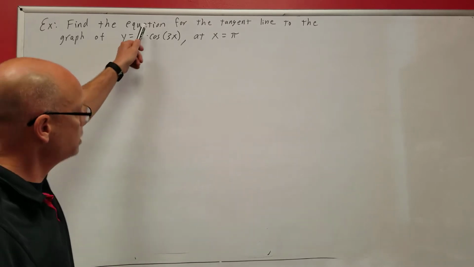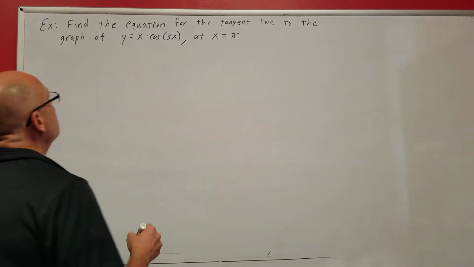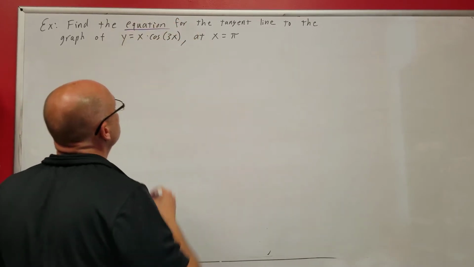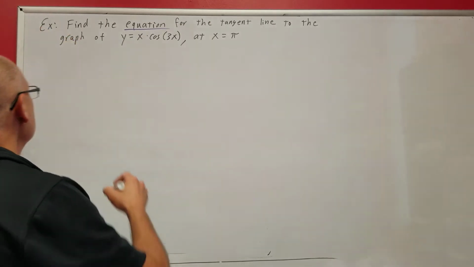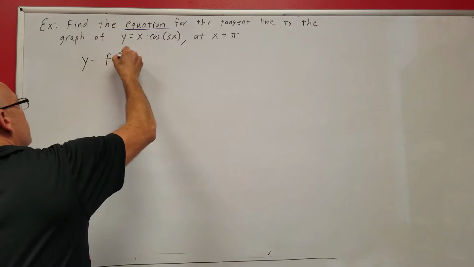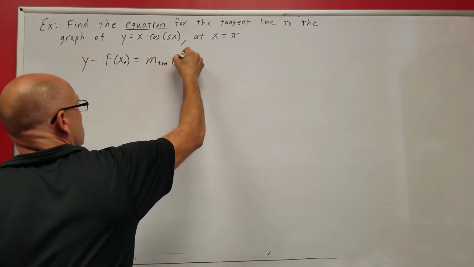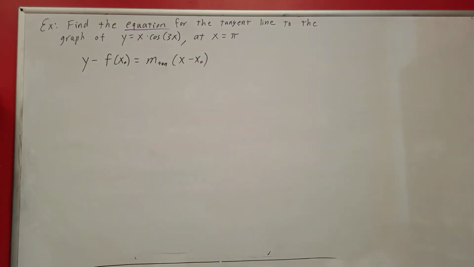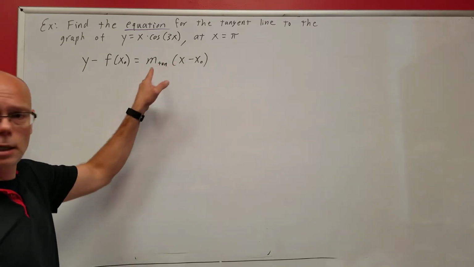Alright, here's what I do whenever I'm taking a test: I underline key things, like "equation for the tangent line." Automatically that makes me think I need y minus f of x naught equals m tan times x minus x naught. So I'm going to need to fill in some stuff here, here, and here.